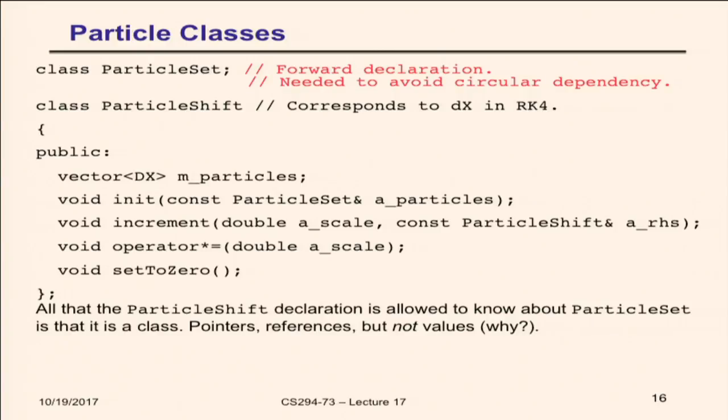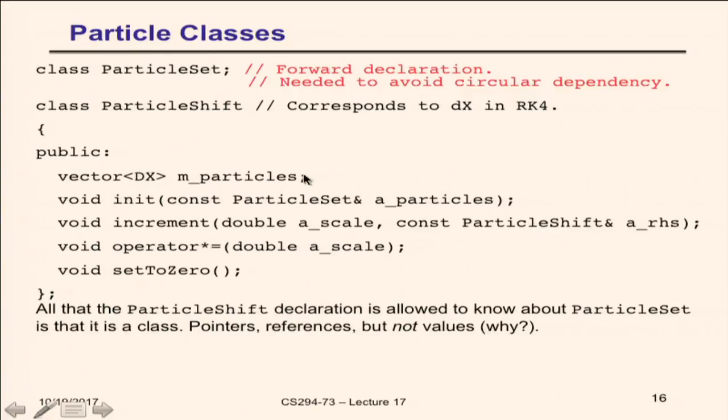So particle set and particle shift are collections of particles. Particle shift is the increments in a collection of particles, and particle set is the thing that describes the state of all the particles. So here in particle shift, this is the thing corresponding to, in our RK4, dx.